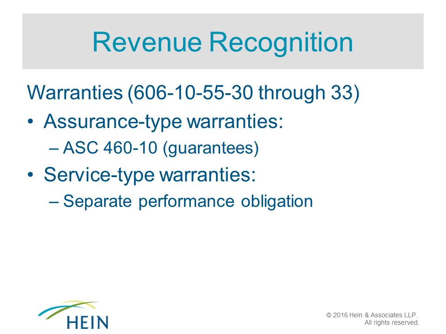So why do we care about that differentiation? For assurance type warranties, we look to ASC 460-10, which deals with guarantees, and that's going to determine how we account for it. Basically accruing a liability as of the date of sale for estimated warranty liabilities. However, if it's a service type warranty, we need to evaluate that as a separate performance obligation. So that's going to receive a component of the overall transaction price that's been determined.